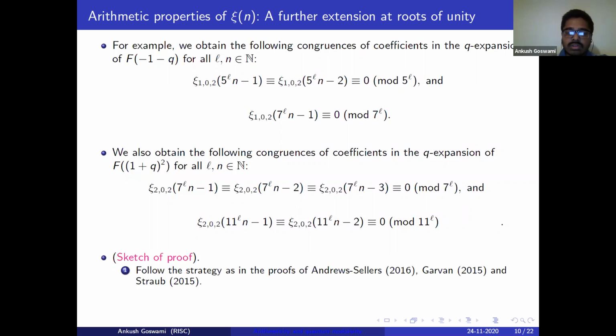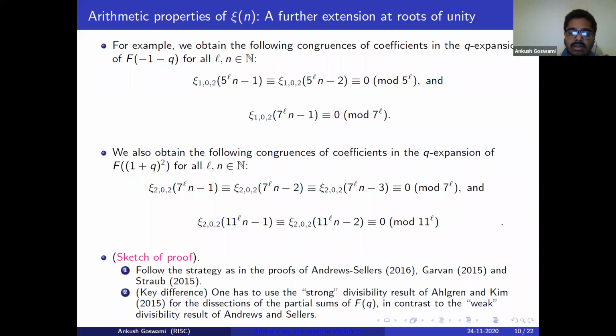So first, you have to follow the strategy as in the proofs of Andrews and Sellers or Garvin or Straub. And then the main difference in this proof and in all the other proofs is that one has to use the strong divisibility result of Ahlgren and Kim from 2015 for the dissections of the partial sums of F(q), which says that if you take the dissections of the partial sums of F(q), then it is divisible by a q-shifted factorial rather than a power of 1 minus q, which was conjectured by Andrews and Sellers in their paper.